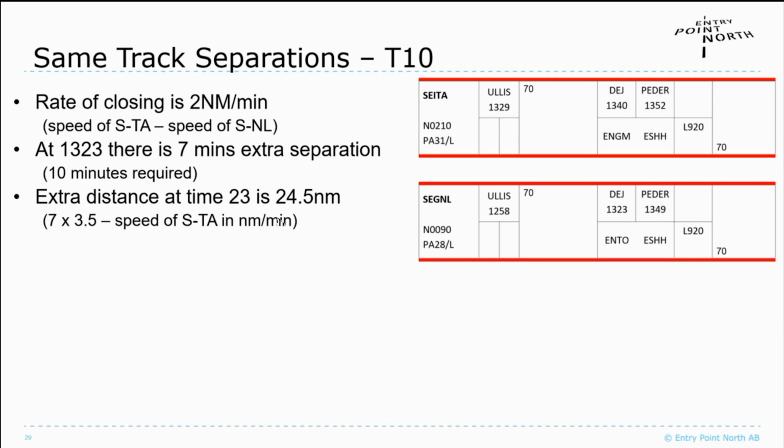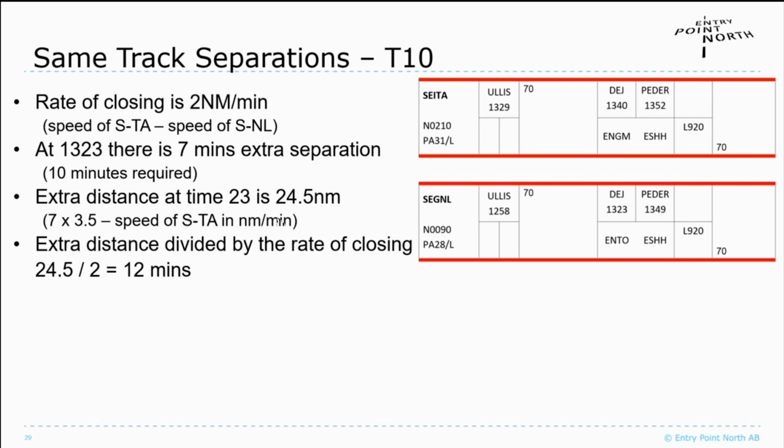So what we're saying here is that we have 7 minutes of extra time between them, and if we convert that extra time to extra distance, we have 24.5 nautical miles between these two aircraft. So we know we have 24.5 nautical miles extra. Now we want to divide that by the rate of closing. We already know that the rate of closing is 2 nautical miles per minute. So 24.5 divided by 2 is 12 minutes. It's 12.25, but we'll say it's 12 minutes.